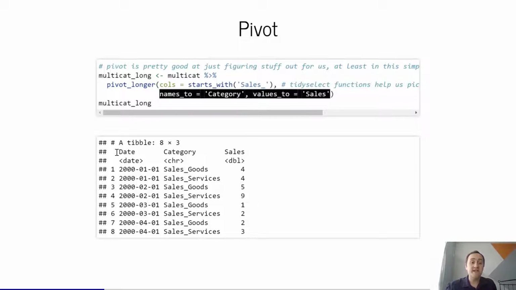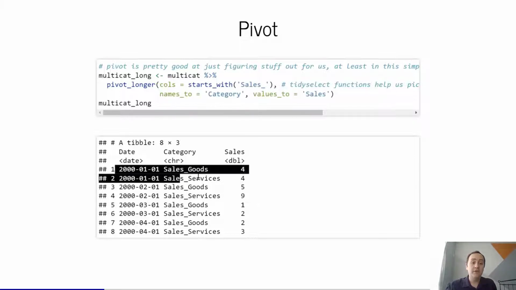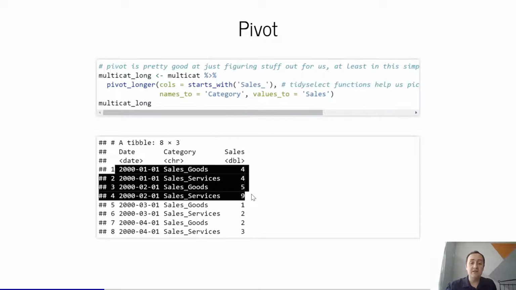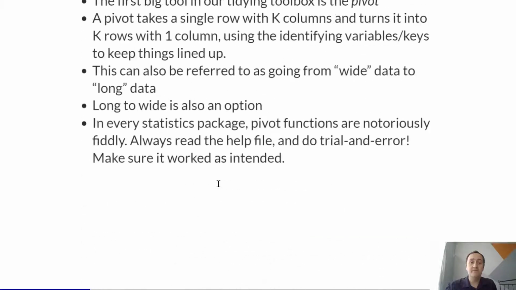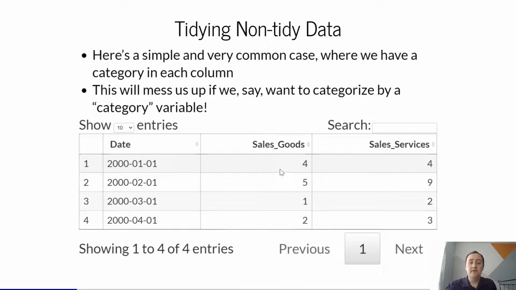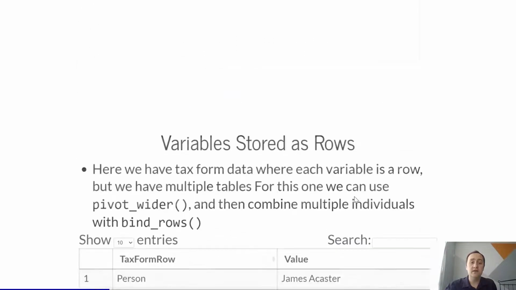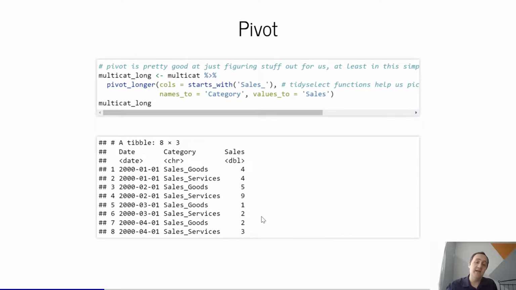If we look at this, we can see that now we have one row per month per department, and then we have the different sales values in those different rows, right? So if we look back, we see that we had 4 and 4 in January, 5 and 9 in February, 1 and 2 in March. And if we look here, we can see, again, 4 and 4, 5 and 9, 1 and 2, as we'd expect.